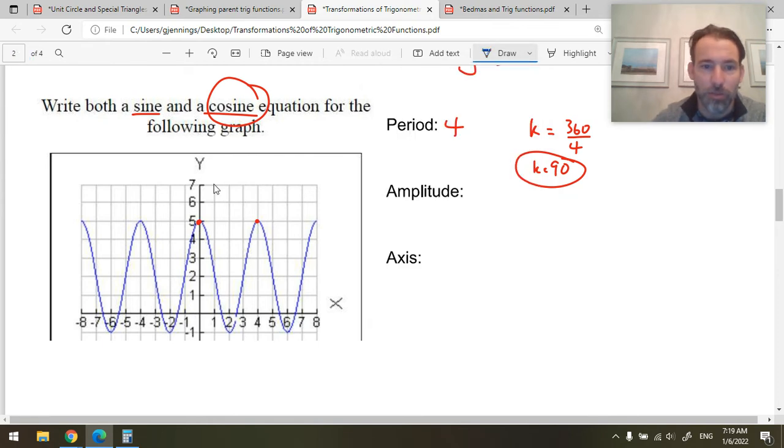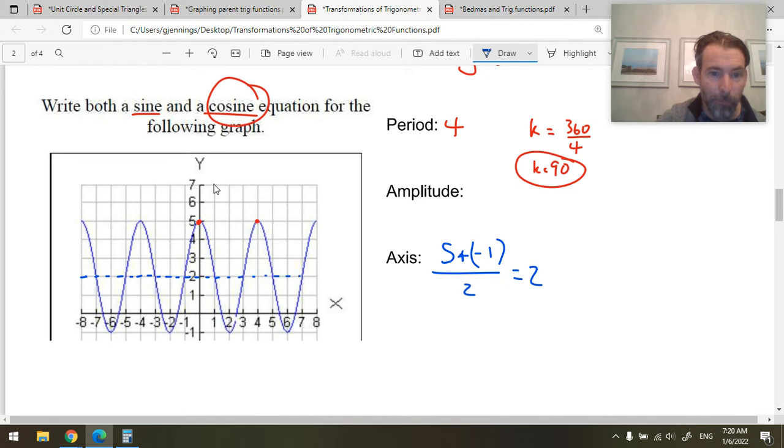Now let's take a look at the amplitude. Well, to know the amplitude, I really need to know the equation of the horizontal axis. So let's see, 5, negative 1. The average of 5 and negative 1, 5 plus negative 1. This is my formula for finding the horizontal axis. Divide by 2. Just take the average of the maximum and the minimum. And that's going to be 5 plus negative 1 is 4. 4 divided by 2 is 2. So the axis here is along the line y equals 2. Notice that that cuts the function exactly in half. Y equals 2 is the axis.